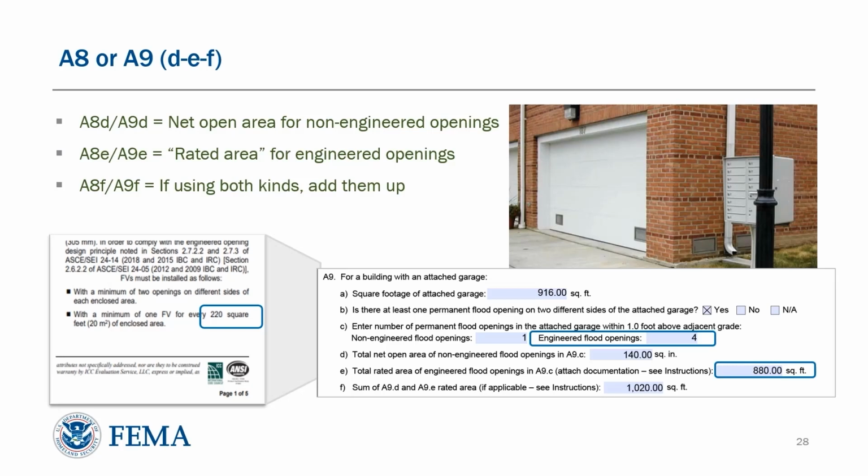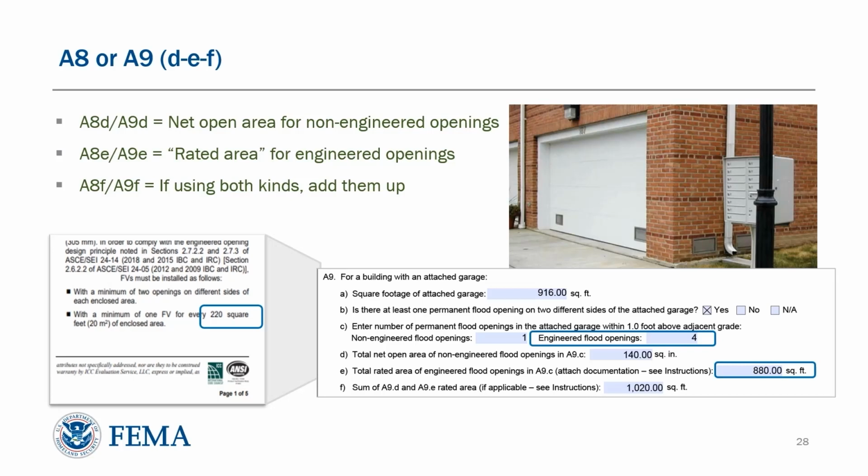On the ICC evaluation report, you'll see that there's usually an area of the enclosure that each opening is rated to support. For example, this ICC report shows that a vent of this type will cover 220 square feet of enclosed area. So if you have 4 engineered openings that are rated to cover 220 square feet each, then you have a total net rated area of 880 square feet.